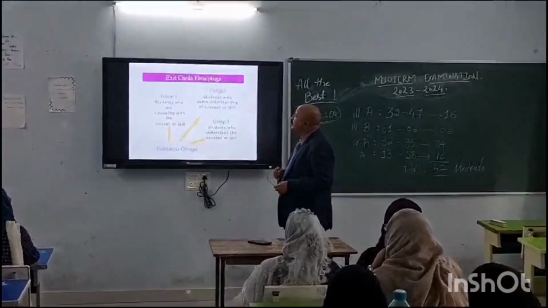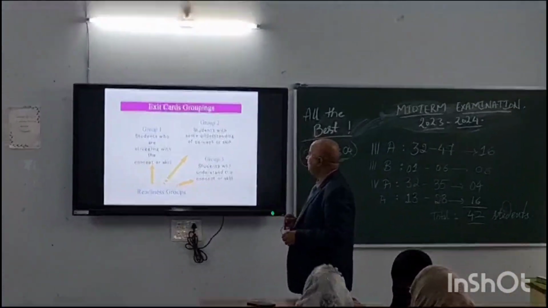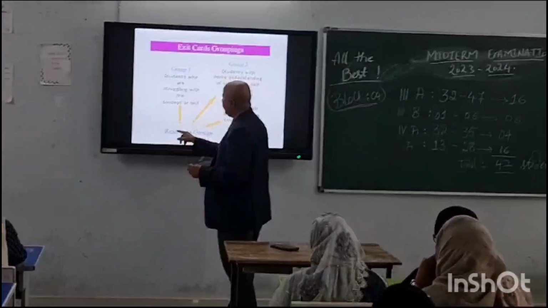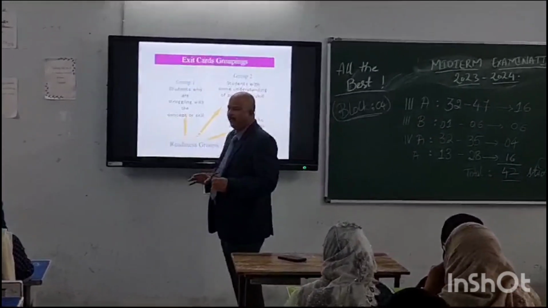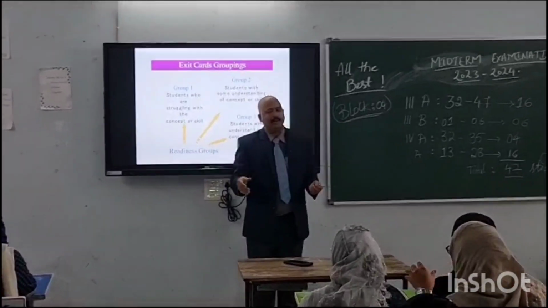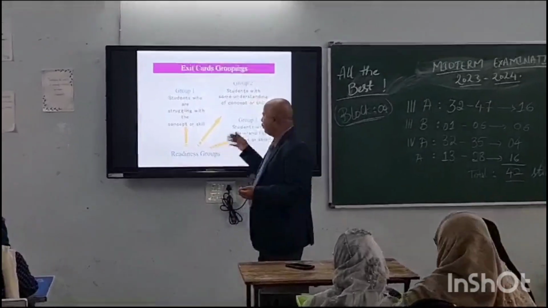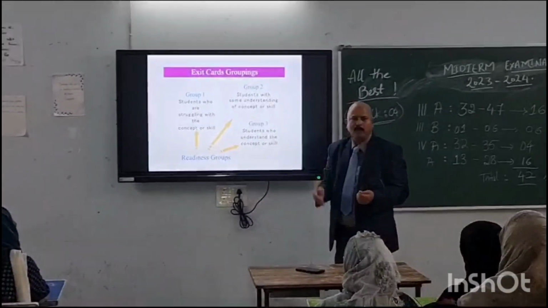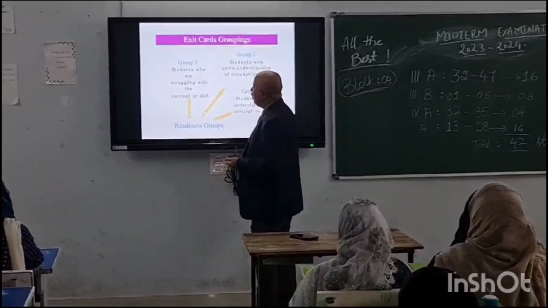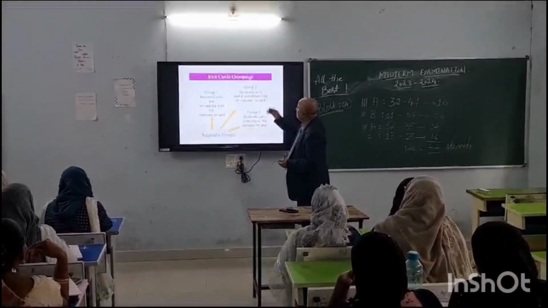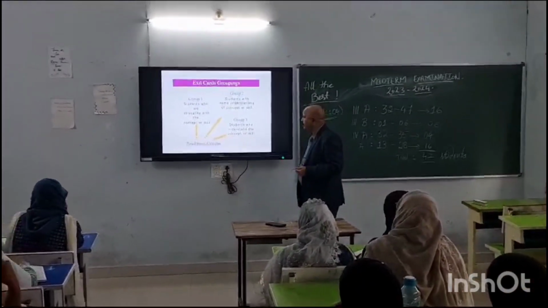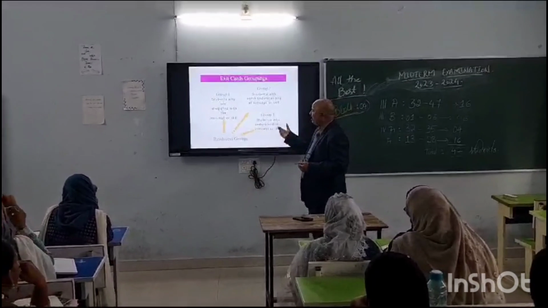Then now, exit card grouping. Group 1, Group 2, Group 3. All three groups are based only on readiness. All students are ready to do any assignment. Like when you say something, we'll do this, all will say yes, we'll do this. Then we can divide them group-wise. Group 1: students who are struggling with the concept or skills. Then students with some understanding of the concept or skills, then students who understand the concept or skills. Different areas are there.